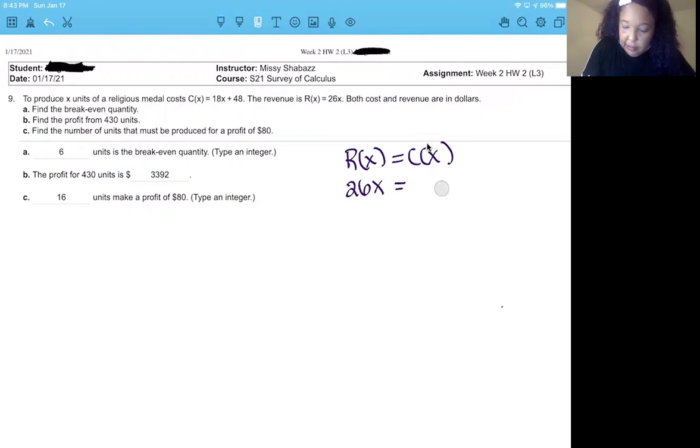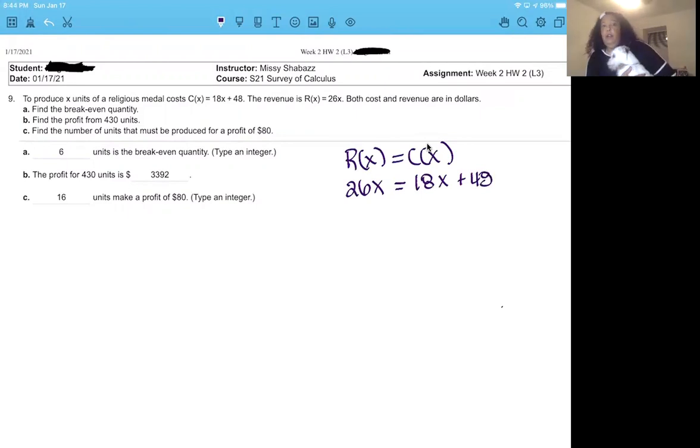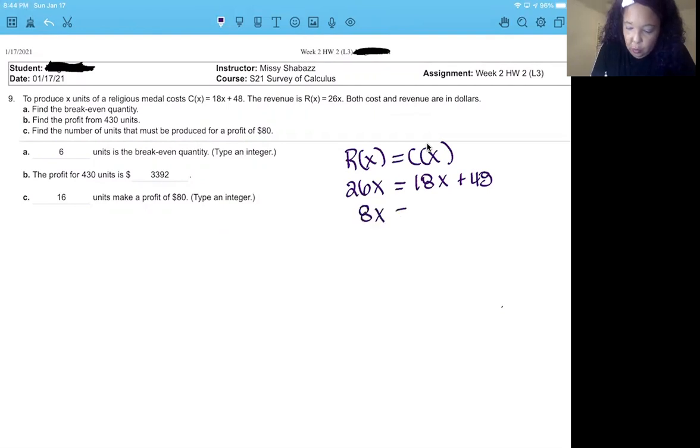All right, Triggy is just needing some attention. All right. So let's subtract 18X from both sides. I get 8X equals 48, and that should give me 6. So 6 units is going to give me what we need to break even. And then it asks me to find the profit for 430 units. So we need to come up with the profit function.